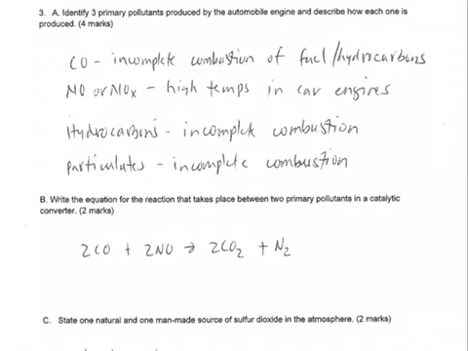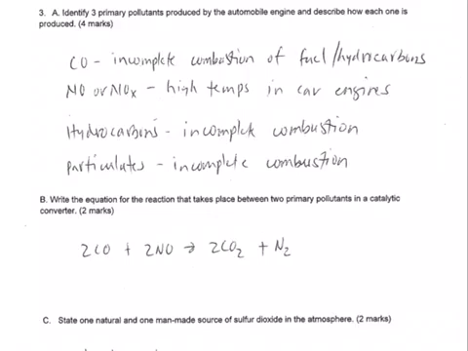So CO, which is from the incomplete combustion of fuel or hydrocarbons. And then hydrocarbons is the incomplete combustion. You may have some hydrocarbons that escape. Particulates is also part of incomplete combustion. That would be carbon or soot would be part of that. And then finally NO, or you can just represent nitrous oxides as NOx, and that's the high temp in car engines. So 3 of the 4 are all part of incomplete combustion.